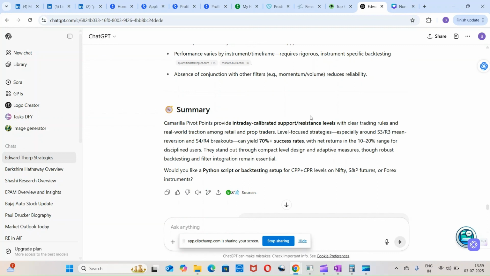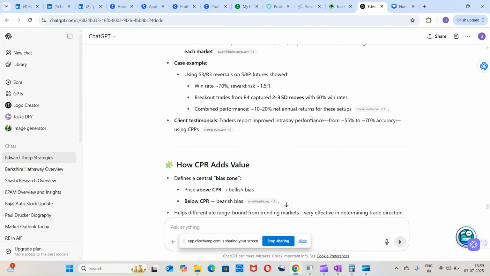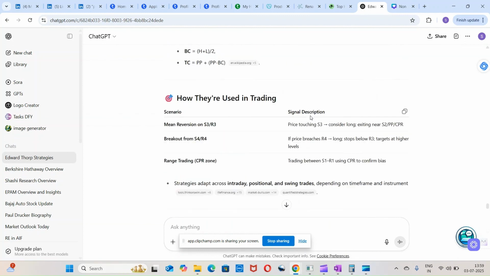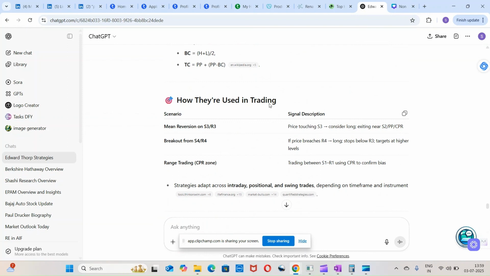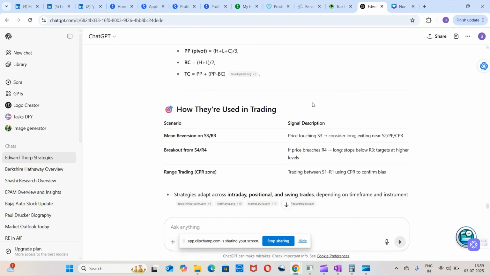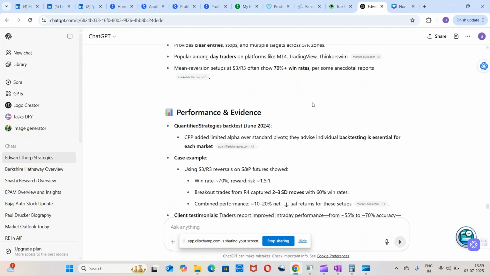So that's the Camarilla pivot points and central pivot range for today. These are leading indicators, and we went through the strategies which we can use with these indicators, the success ratio, and how they are used by different traders. We went through the backtesting results also.